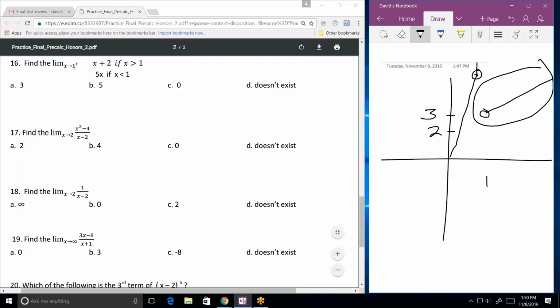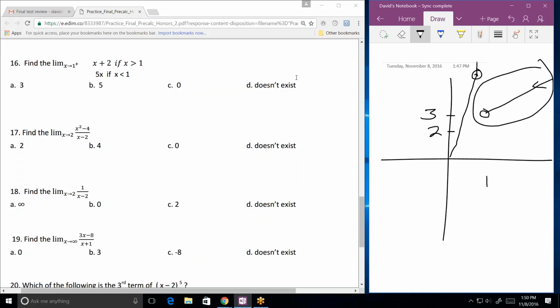In other words, the limit as I approach 1 from the right side, well, I hop on that function. Start approaching it from the right side. What y value am I approaching? 3. If I approached it from the left side, what would I approach? Like 5. So therefore, what's the limit at x equal 1? 3. Or does not exist. Does not exist. If the limit from the left is not exactly the same as the limit from the right, then it does not exist. If they're the same, that's the limit, regardless of anything else you see.